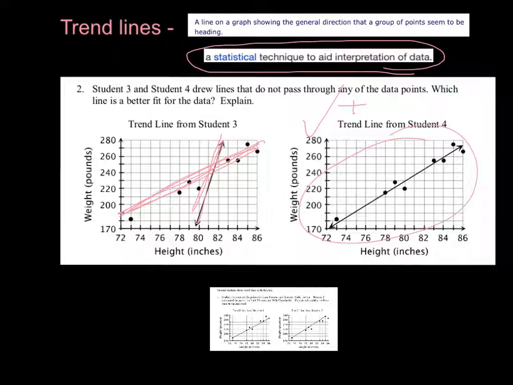Out of the 4 students, student 4 I think has the most reasonable trend line because some of the data is just above the trend line, some of it's just below, and actually it even goes through one of the points, but that's not necessarily the case that we need. We don't have to touch any of the points. We just want a good overall approximate interpretation of the general direction.